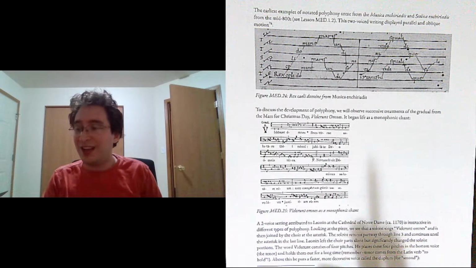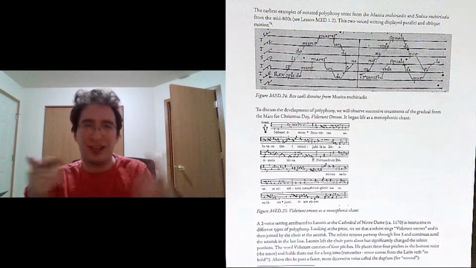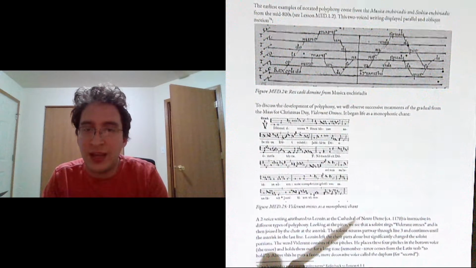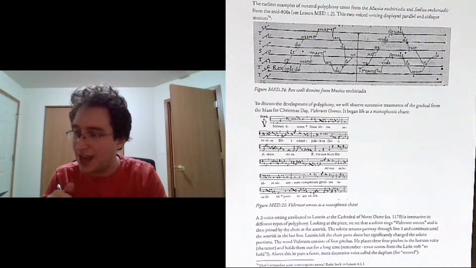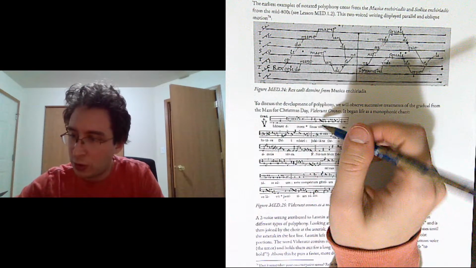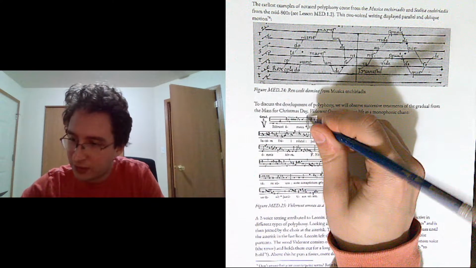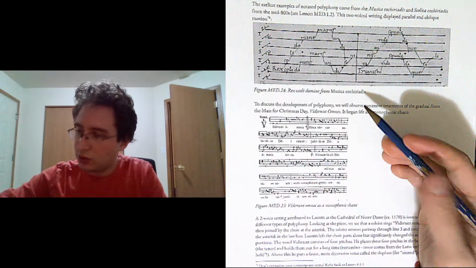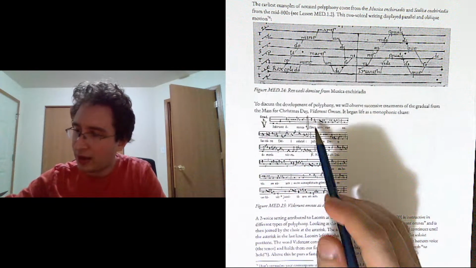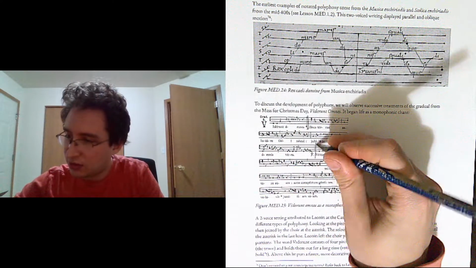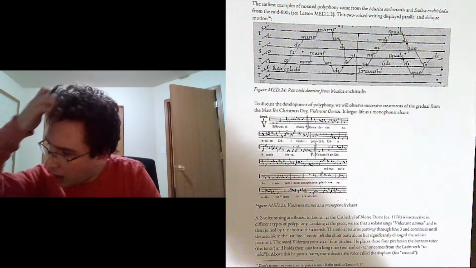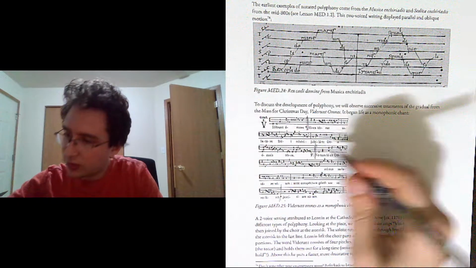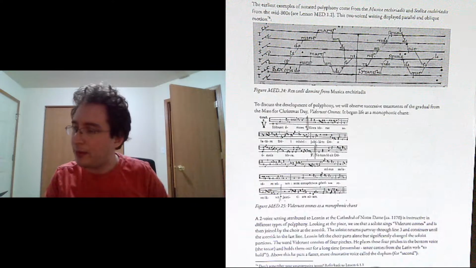So there's a two-voice setting that's attributed to the composer Leonin at the Cathedral of Notre Dame around 1170 or so. And it's instructive in different types of polyphony that were common at this time. So in terms of form of the chant, you have a soloist for this first section, and then it goes to the choir at the asterisk, then it returns to solo, and then it goes to choir again. So more solo here in the second half.